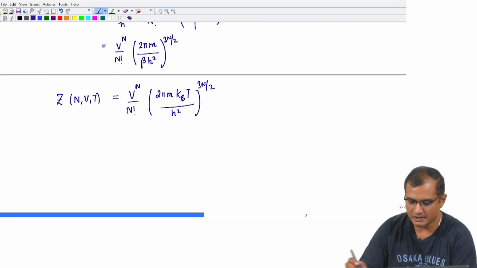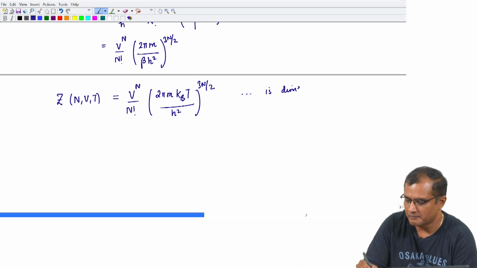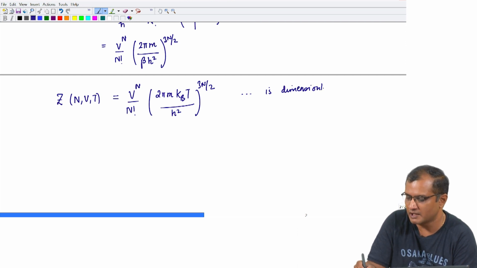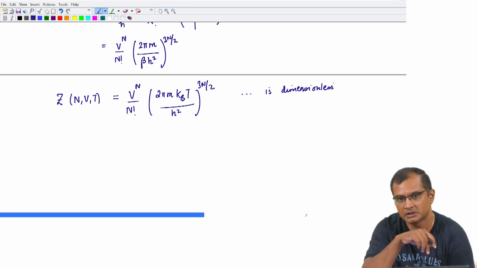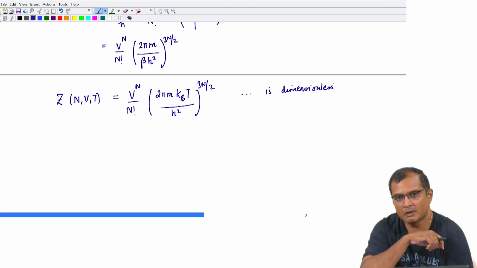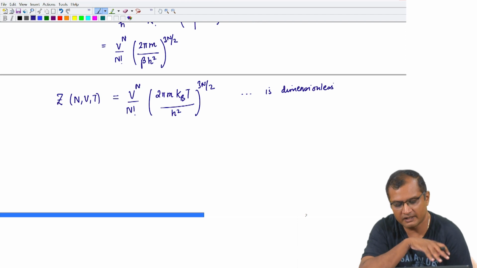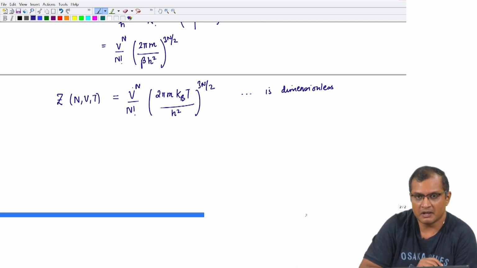Why do I say it? Because the partition function is dimensionless. It has to be, you are going to take a logarithm of this to compute free energy and build a bridge that connects to thermodynamics. Very soon I am going to construct that bridge, but let us be aware of the fact that Z is dimensionless, which means I have got a volume to the power N already.